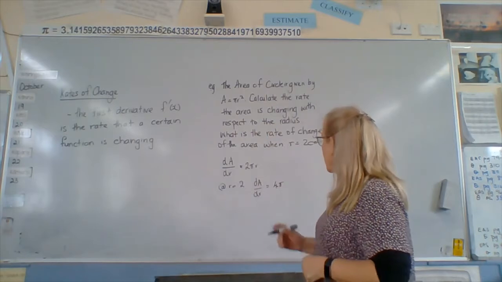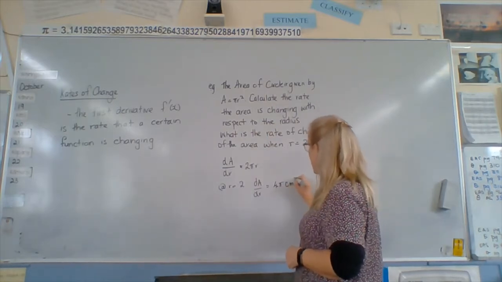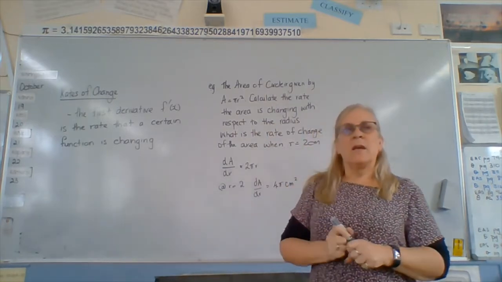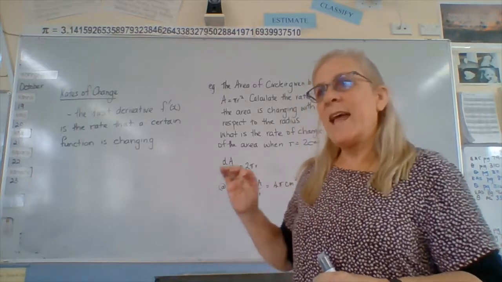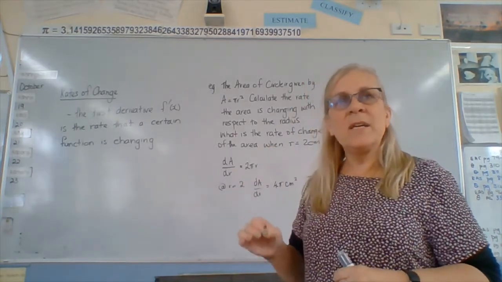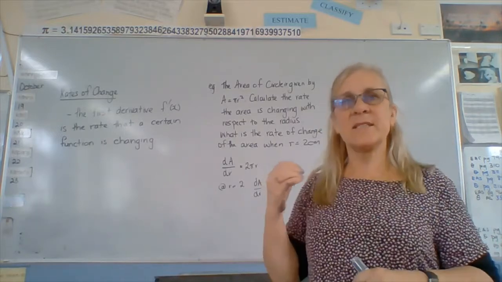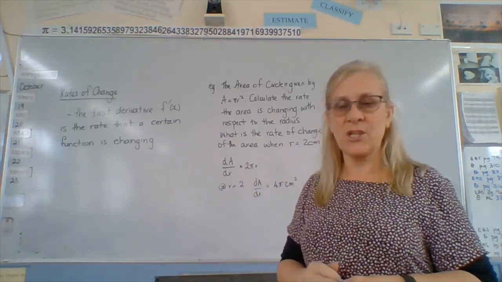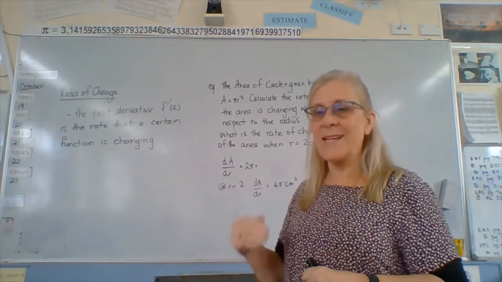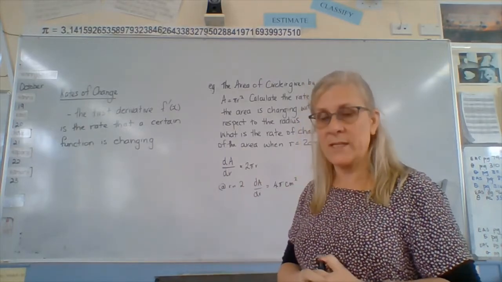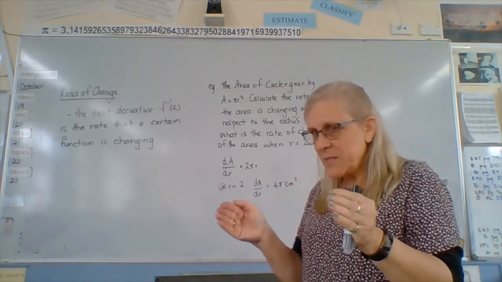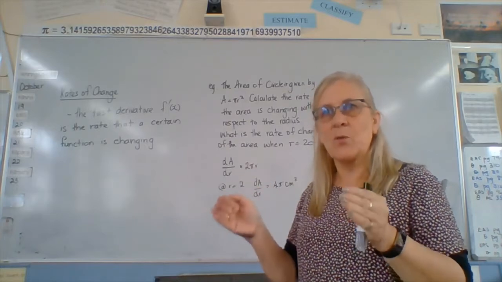But centimetres squared. That means that at that particular time, it is changing by 4 pi centimetres squared per centimetre. The area is changing per centimetre by that amount. So it's getting bigger at that exact moment.